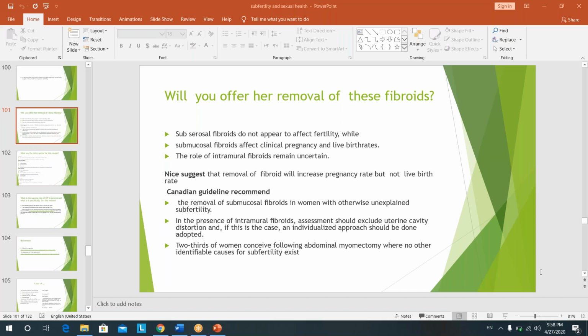You will go for the option like... Even if this patient does not have a fibroid, NICE says the treatment for unexplained infertility is IVF, not IUI.